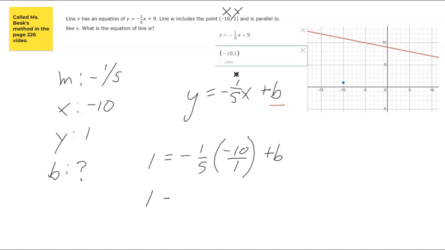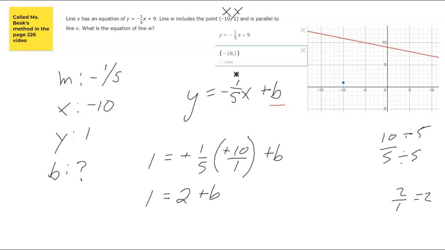So let's simplify a little bit. -1/5 times -10, a negative times a negative becomes positive, and 1 times 10 is 10. 1 times 5 is 5, so that's 10 over 5. If I do some scratch paper here on the other side, I can divide the numerator by 5, and I can divide the denominator by 5, and that gives me 2 over 1, which equals 2. So I know that this is 2 plus b.